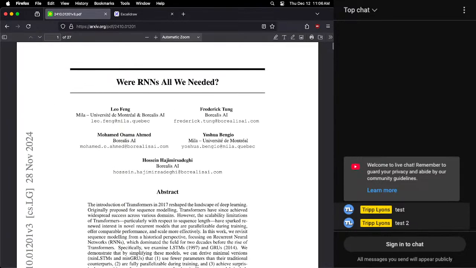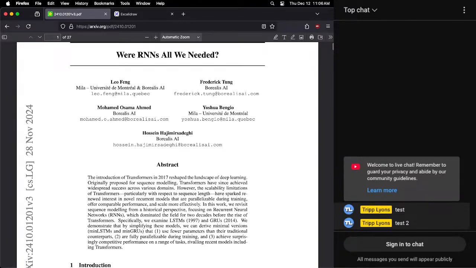This paper introduces a variant of RNNs that can be run in parallel pretty efficiently, and tries to propose an alternative to the transformer language model architecture.